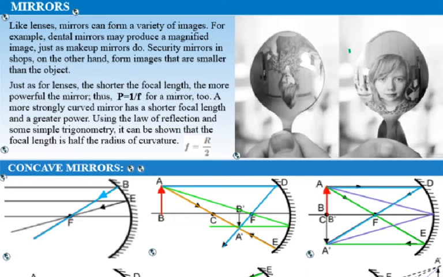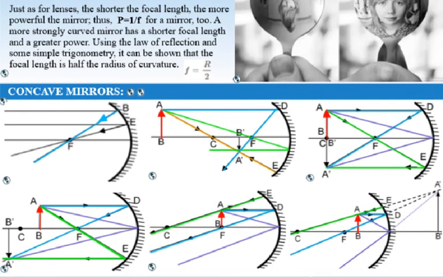So for focal length, it's half of the radius of curvature of the mirror, and your concave mirrors have different cases. So your convergent or convex lenses have many cases, and your concave mirrors have many cases. If you place an object at infinity, you see that the image of the object is going to appear at the focal point in this case.